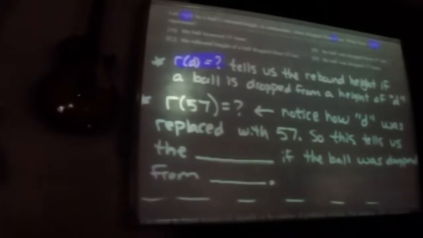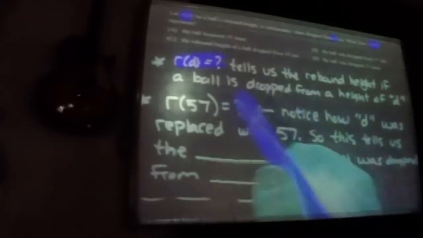We're not doing time. This time our variable is that we're going to drop it from low, or we could drop it from high. Or if I'm Shaq, I could hold it way up high, like 10 feet high, and drop it. So R of 57 equals question 1.